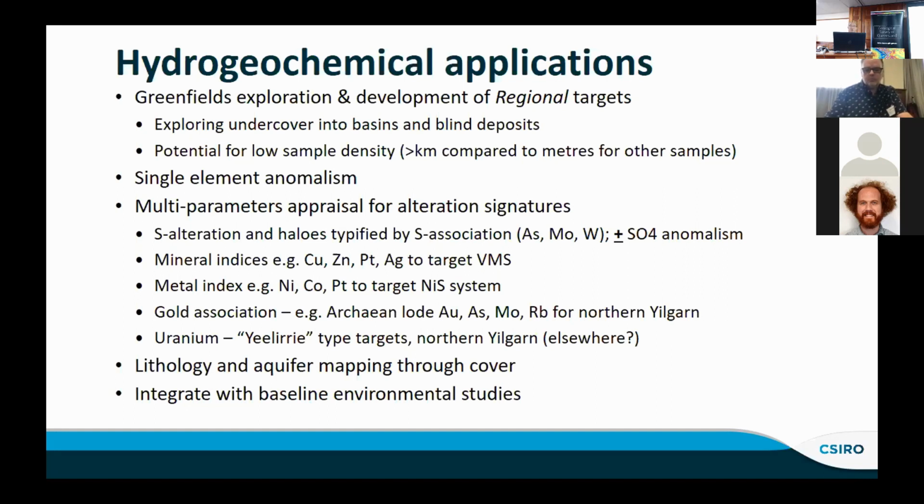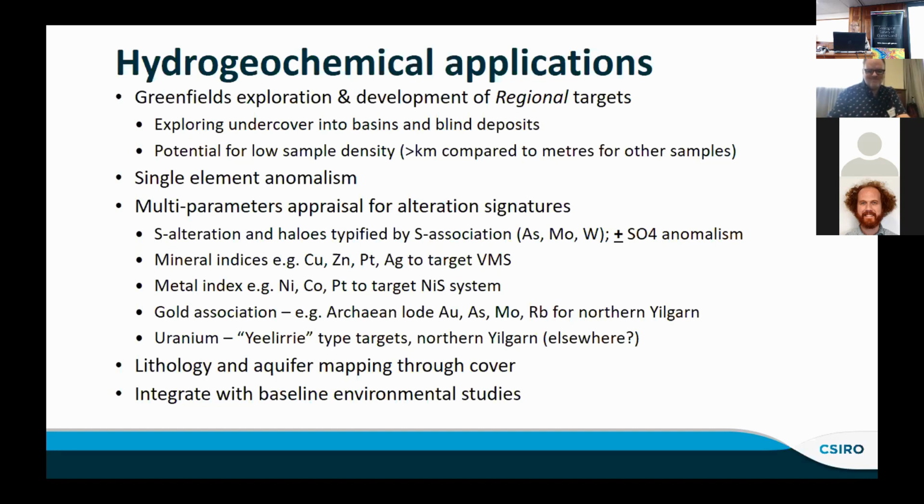However, a preferred tool is to look at a multi-parameter sort of appraisal to find alteration signature. We use the word parameters rather than geochemistry because we include both physical and chemical parameters in this case. I'll give a few examples, which I'll show diagrammatically later on.